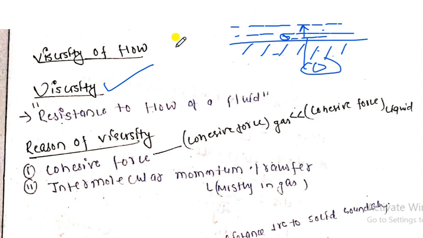So what are the causes of viscosity? My dear friends, there are many causes of viscosity. The main causes are cohesion force and intermolecular momentum transfer. These are the two reasons for the arising of the viscosity. Here let me tell you about the cohesion force.